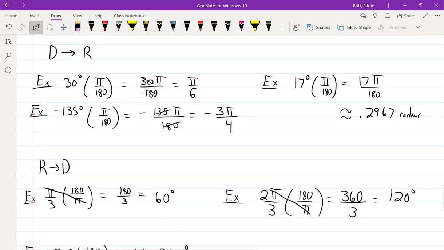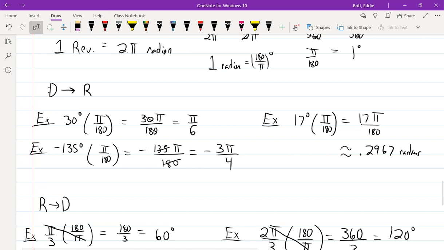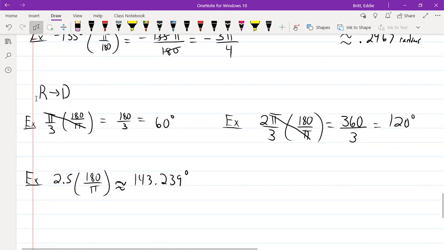So, just to review, to convert from degrees to radians, we multiply by pi over 180. To convert from radians to degrees, we multiply by 180 over pi.